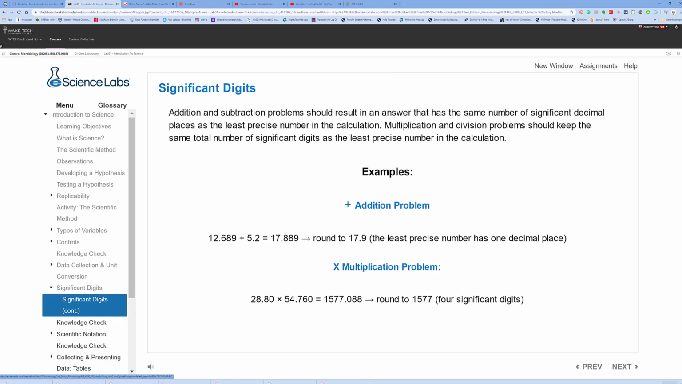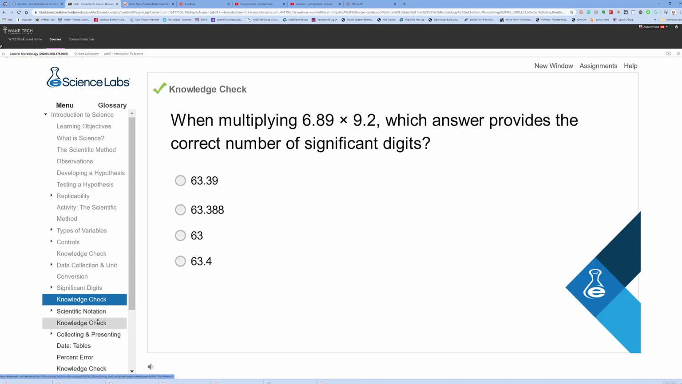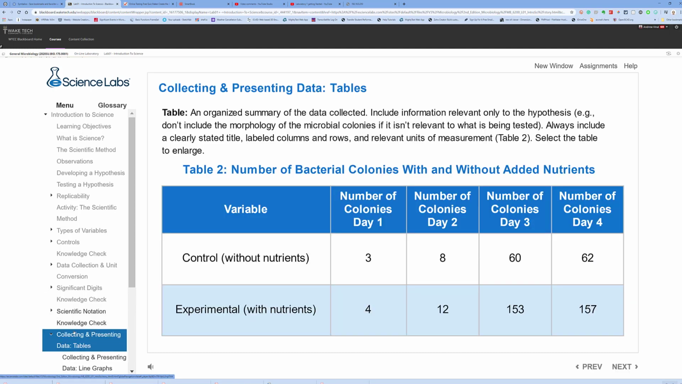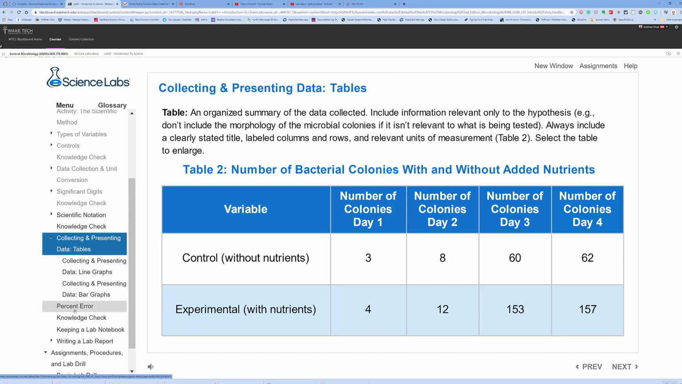So here's some addition and multiplication problems, and what you do in working these to 4 significant digits, and go through that, and there's a knowledge check that will help you with that. And so work through those.